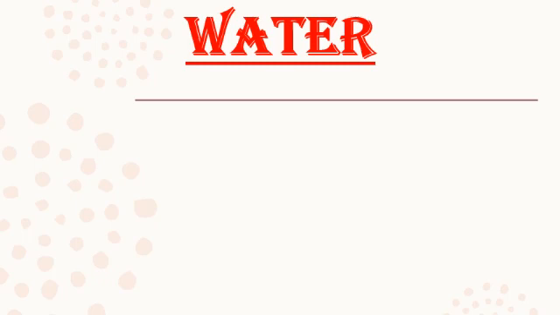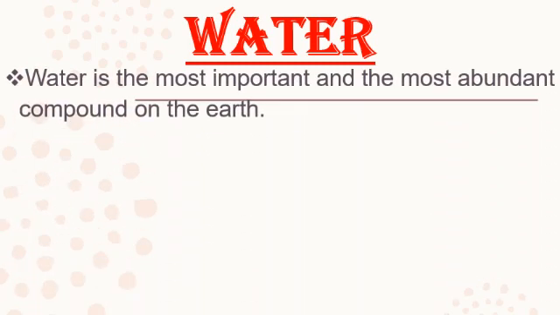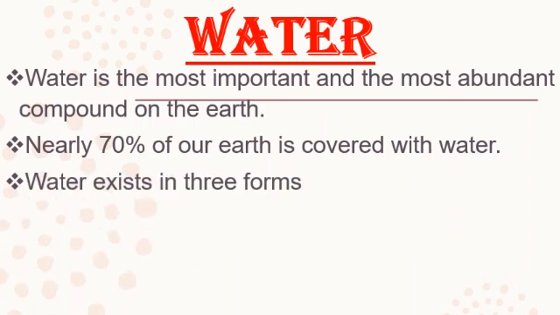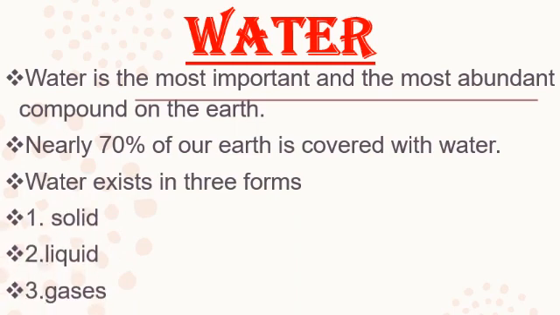Water is a very important source for all living things. Without water, we cannot live for a single day. Water is an important and most abundant component on Earth. Nearly 70% of our Earth is covered with water. Water exists in three states. This everybody knows, that are solid, liquid and gaseous.